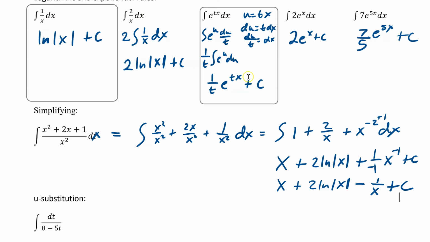This is e to the tx times t. So the t's cancel, giving us this. This is 2e to the, it's done. And then the 5, so this is 7/5 e to the 5x times 5. The 5 cancels, taking us back. So it works the same way here.